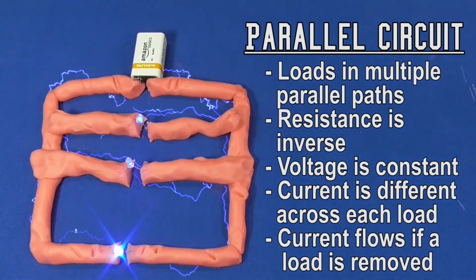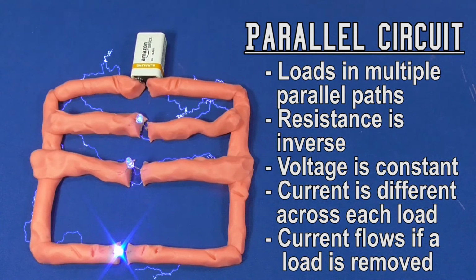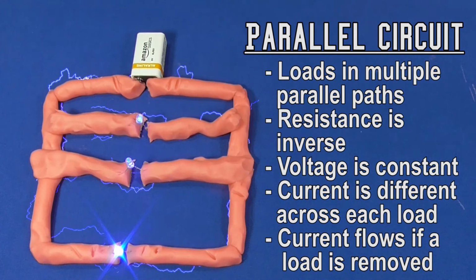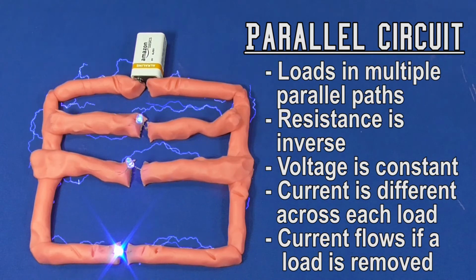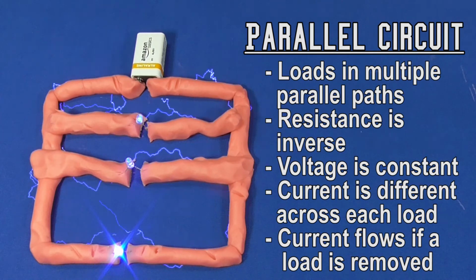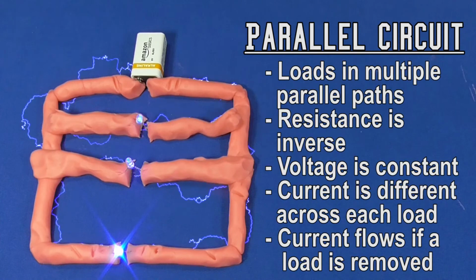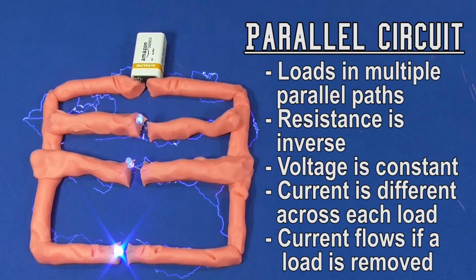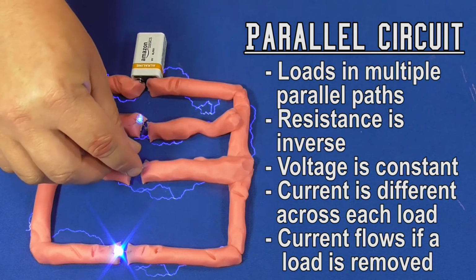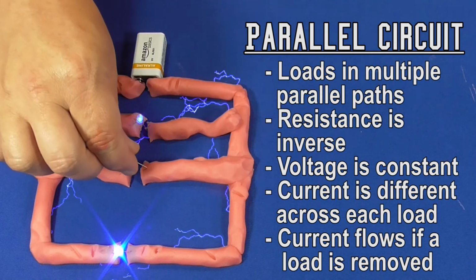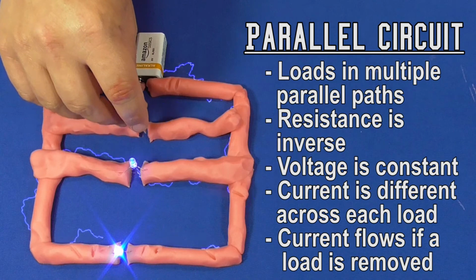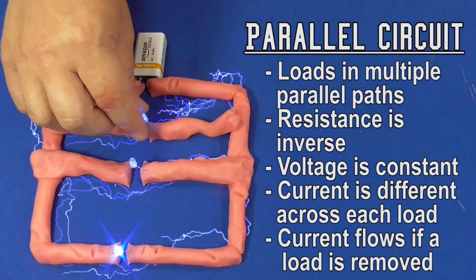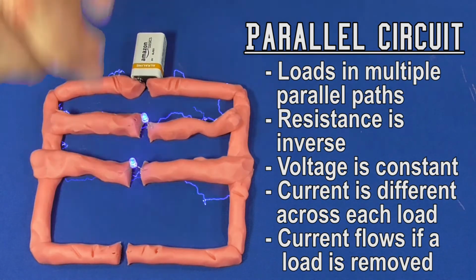As I add resistance to the circuit, the LEDs do not drop because the resistance is inverse. Because of this, the current is different along each rung of the parallel circuit, which looks like a ladder. If I remove LEDs, the electrons just simply take another path. So you can remove an LED from a parallel circuit without the other bulbs turning off.